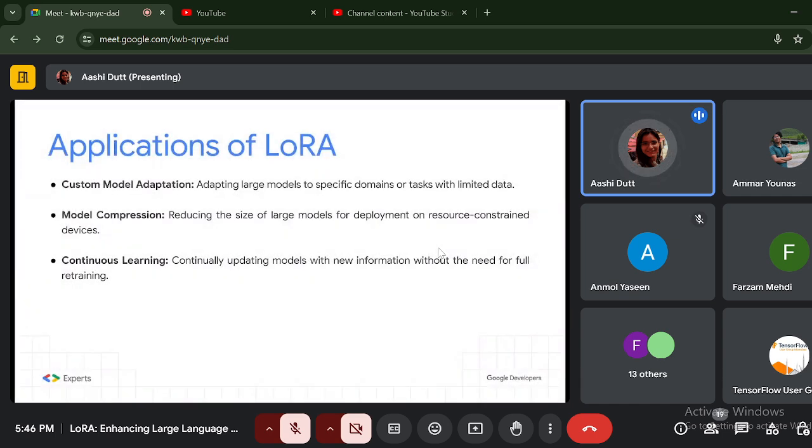Next is applications of LoRa. So applications of LoRa is basically custom model adaptation. So if you have large models, you can adapt them to a specific kind of domain.